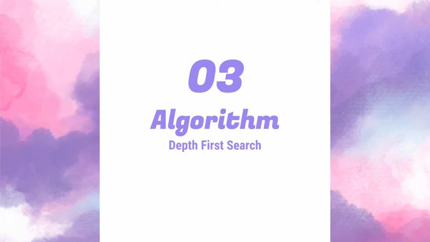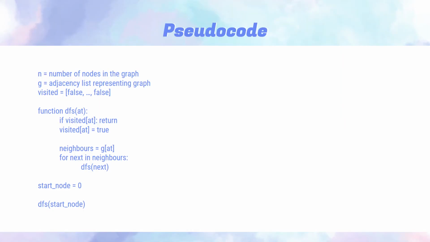Next, we can talk about the algorithm of depth first search. This is the pseudocode of the DFS. So first we have to define variables. Let n be equal to the number of nodes in the graph, and g be equal to the adjacency list representing the graph.